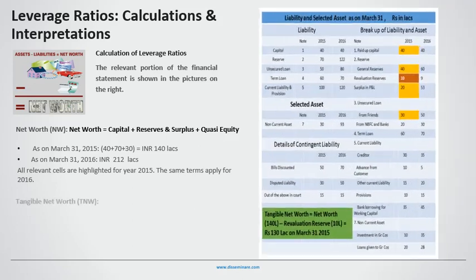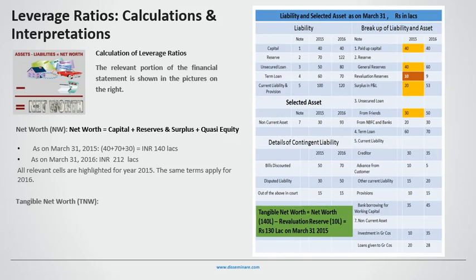The tangible net worth or TNW is given by net worth minus revaluation reserve, minus intangible assets. Please see the cells highlighted in the balance sheet shown. The revaluation reserve is highlighted in red. There are no intangible assets in the balance sheet. 1. As on March 31, 2015, TNW equals rupees 140 minus 10 lakhs equals rupees 130 lakhs.